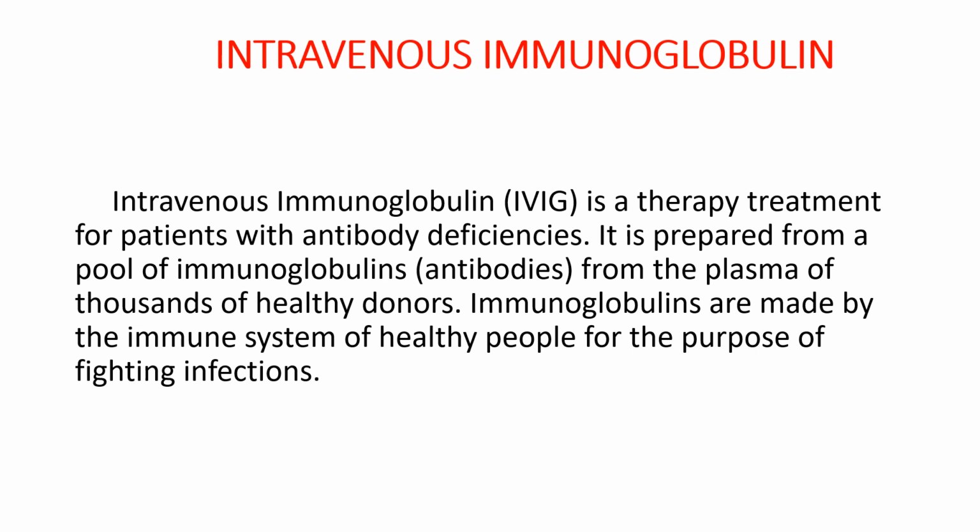The final one is intravenous immunoglobulin. Intravenous immunoglobulin is a therapy for patients with antibody deficiencies. It is prepared from a pool of immunoglobulins, that is antibodies from the plasma of thousands of healthy donors. Immunoglobulins are made by the immune system of healthy people to fight against infections.